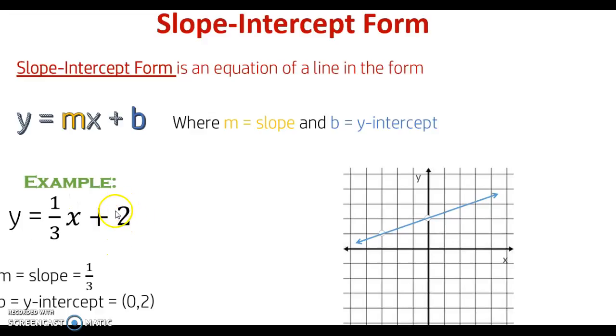This 2 right here is the y-intercept. That's where your line goes through the y-axis. That's right here at a value of 2. So that's what the slope-intercept form looks like.